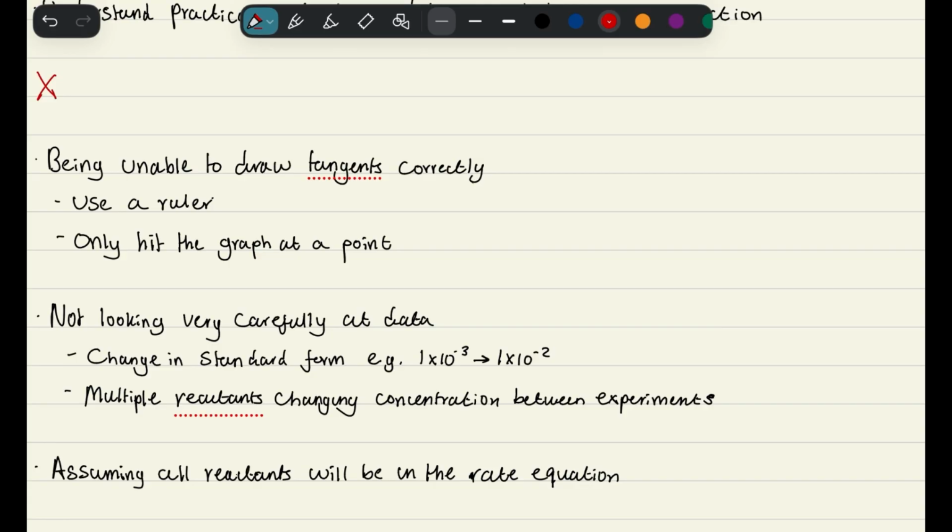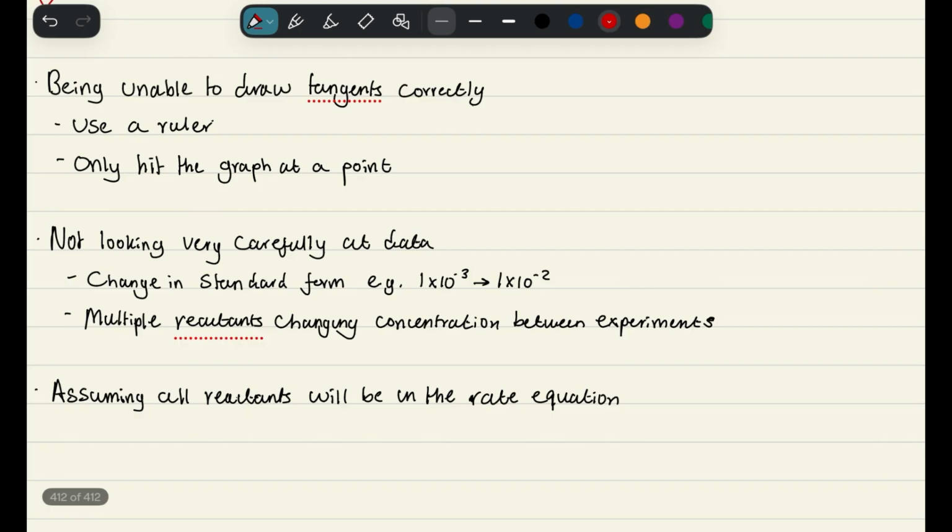And then also multiple reactants changing. We definitely saw that in the second question that we did. So be very careful because they do that to throw people off. And then also just assuming all reactants will be in the rate equation. Some reactants, if they're zero order, won't be. If they're not in the rate determining step, they also won't be. Rate determining step will be next week's video.